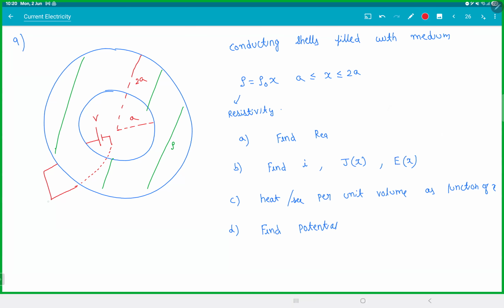We are taking the outermost shell as 0. So the entire inside shell's potential is V. The entire outermost shell's potential is 0. So current is flowing radially. This is how you can get a pretty good question in advance. This is how they'll ask you.